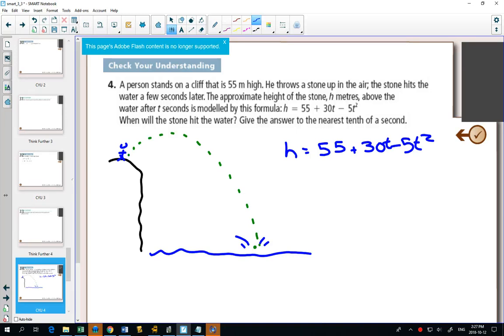Does it make sense? When time is 0, if I put in 0 for t, the height is 55, meaning that the stone is at the top of the cliff at that point? That's good? Okay. So if I want to find how long it takes for the stone to hit the water, what will the height be at that time? 0. So we plug in a 0 for h.